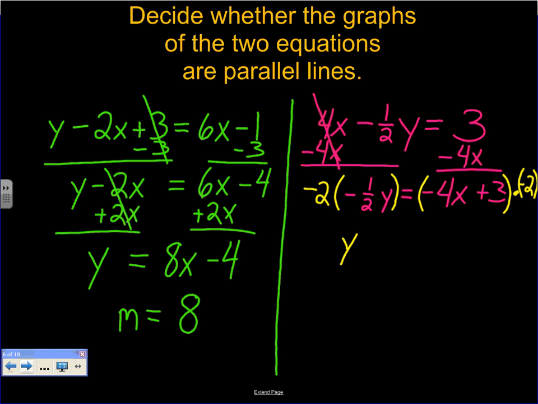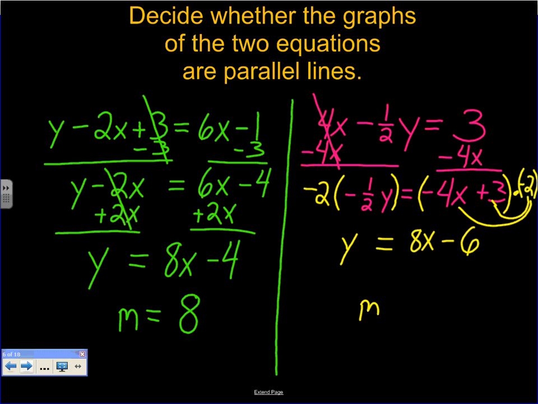And from here, we have to use the distributive property. So negative 2 times negative 4x. Well, negative times a negative is going to give us a positive. 4 times 2 is 8, and we have x left over. Our next step is negative 2 times the positive 3. That gives us a negative 6.